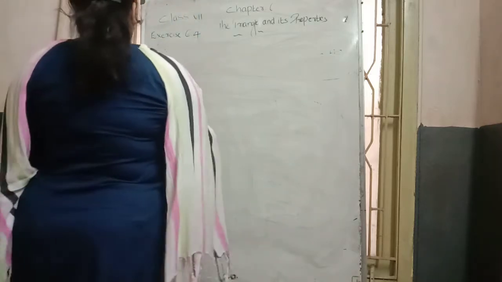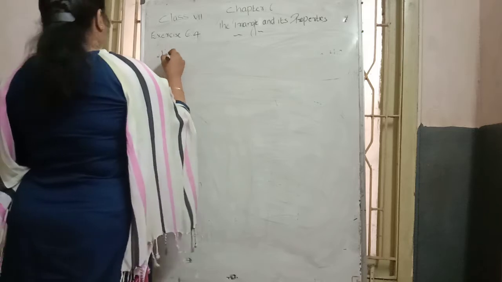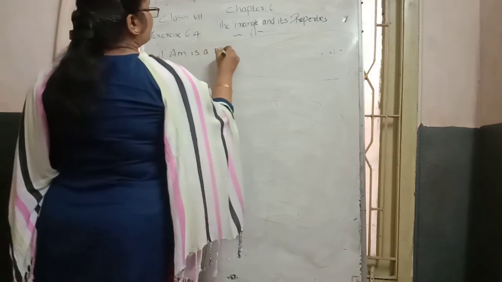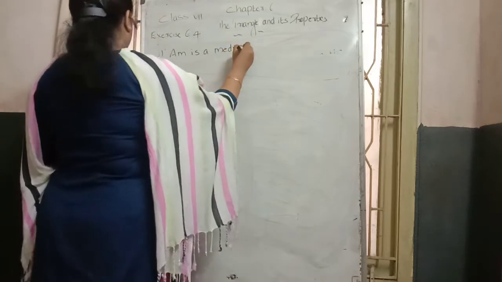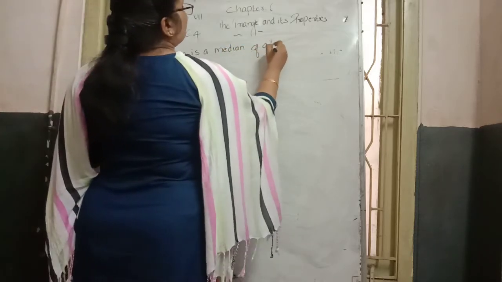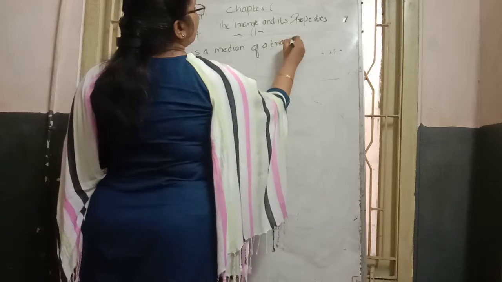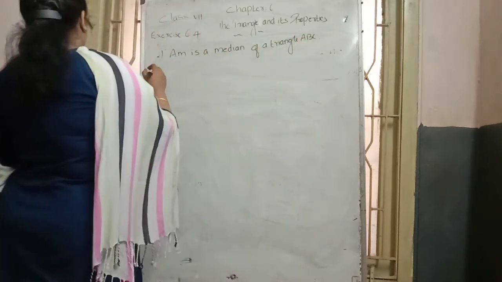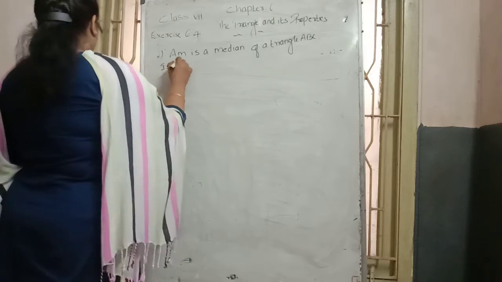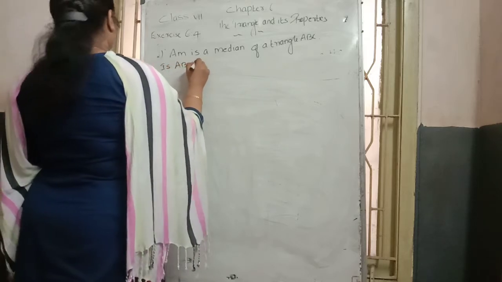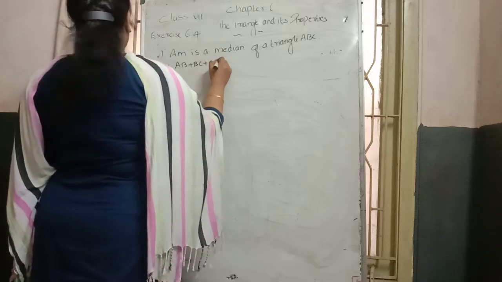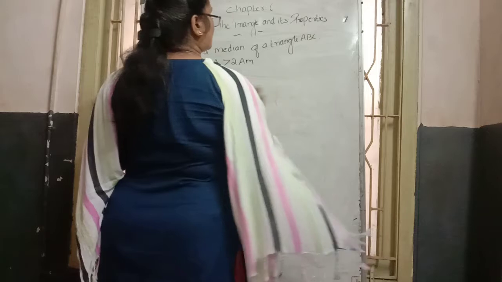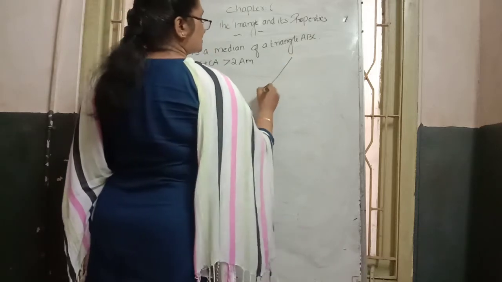Next is the second question. AM is a median. They have given AM as a median. Last class we learned that in triangle ABC, with median AM, they are asking about AB plus BC plus CA. We want to prove that it is greater than twice of AM. A diagram is also there. Here the triangle ABC is there.